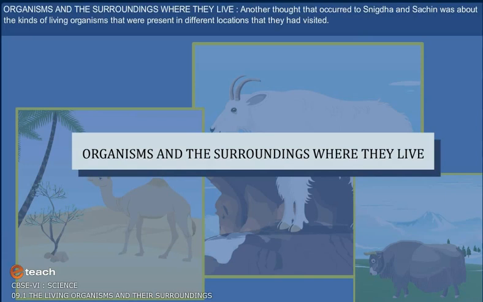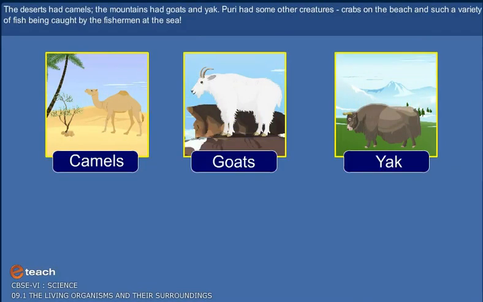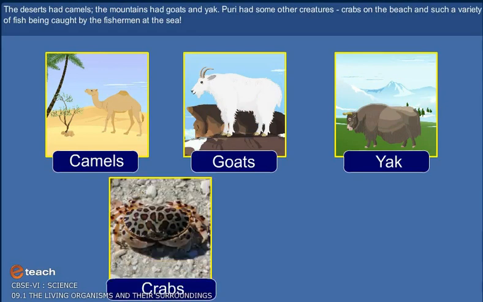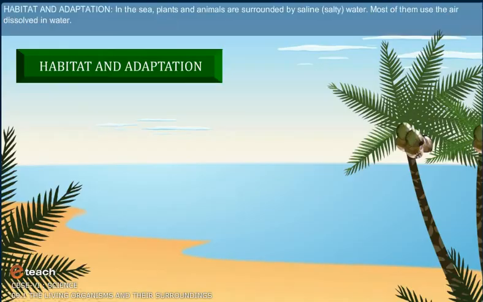Organisms and the surroundings where they live. Another thought that occurred to Snigdha and Sachin was about the kinds of living organisms that were present in different locations that they had visited. The deserts had camels. The mountains had goats and yak. Puri had some other creatures, crabs on the beach, and such a variety of fish being caught by the fishermen at the sea. Habitat and adaptation.